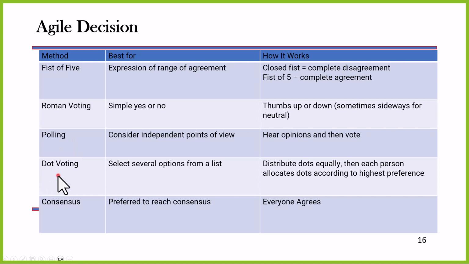Dot voting. Everybody has an equal number of dots, okay? And they will allocate these dots to the highest preference that they have with regards to the stories. And then consensus. Consensus is certainly preferred through collaboration, and basically everyone agrees in a consensus decision. So these agile decisions really help us in our projects to determine what we're going to include, what we're not going to include, and so forth.